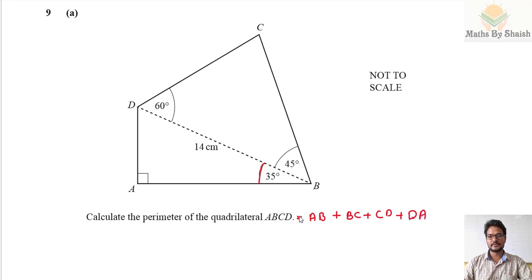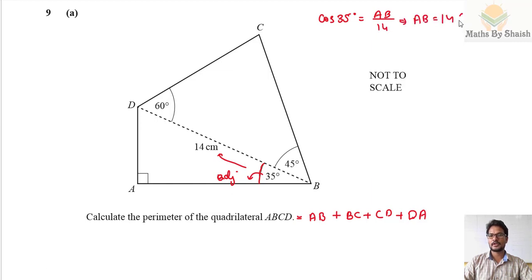So for all these values we need to calculate it, and here for AB, corresponding to 35 degree, it is base, or we can say adjacent, and this is hypotenuse. So we will use cos. I will use it here so that we can write it on the same page. Cos 35 degree is going to be adjacent AB upon hypotenuse, hence AB becomes 14 times cos 35 degree.